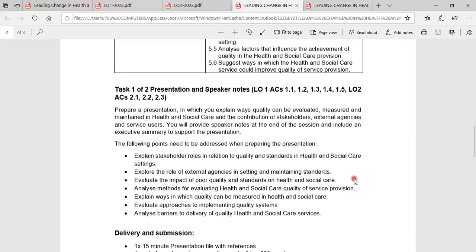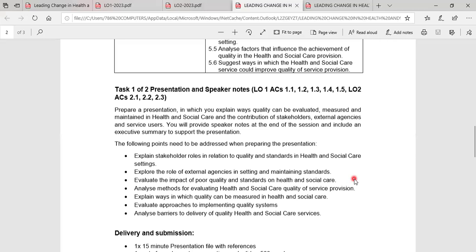Then you're analyzing methods for evaluating the quality of health and social care service provision, explaining ways in which quality can be measured. There are different ways. We've talked a bit about the guidelines and the organizations that set them up, and a bit more about the ways in which quality can be measured. Then we'll talk about evaluating approaches to implementing quality systems. And as I mentioned earlier, there are several barriers to delivering quality health and social care services, so you'll analyze those barriers.